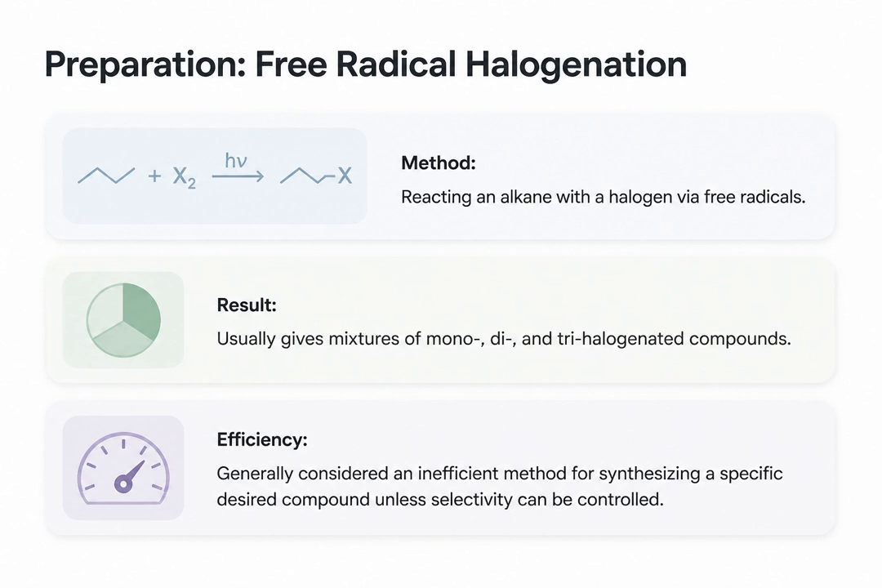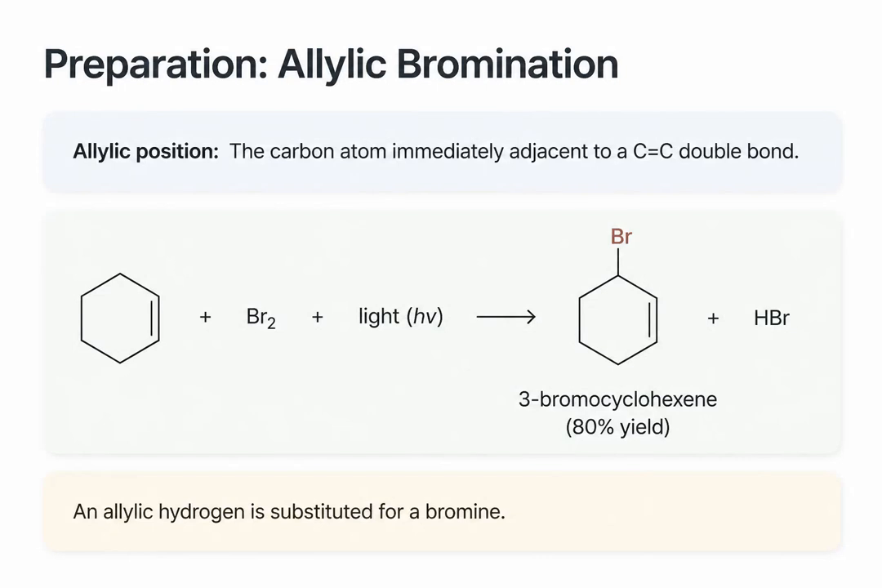One straightforward but often messy method is free radical halogenation of an alkane. The problem here is that it usually produces a complex mixture of mono, di, and trihalogenated products. Because it is hard to stop the reaction at just one substitution, it is generally considered an inefficient synthetic route, unless you have specific conditions to control the selectivity. A much more targeted preparation method is allylic bromination.